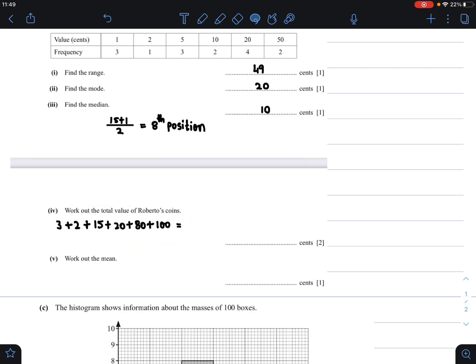So now all you need to do is input this in your calculator. So 3 plus 2 plus 15 plus 20 plus 80 plus 100 is equal to 220. So that will be the total value of coins that Roberto has.